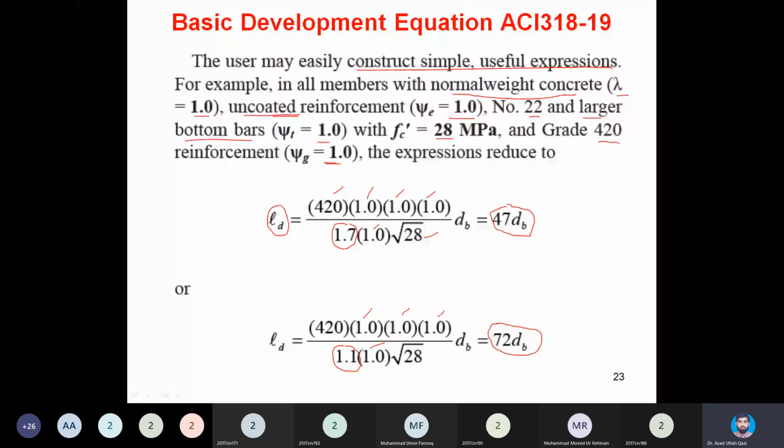So just for assessment purposes, I ask you, what will be the LD if I am using 47 db for a number 25 bar? So it means 47 into 25. How much will be the LD? Can you calculate 47 into 25? Anyone? 1175. 1175 millimeter.